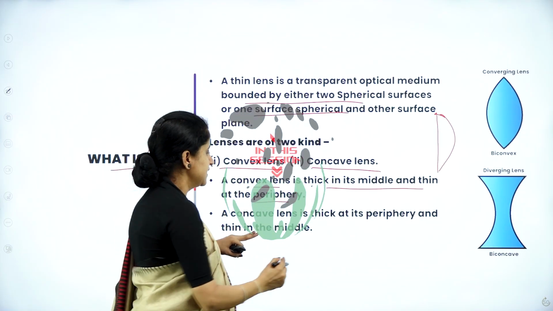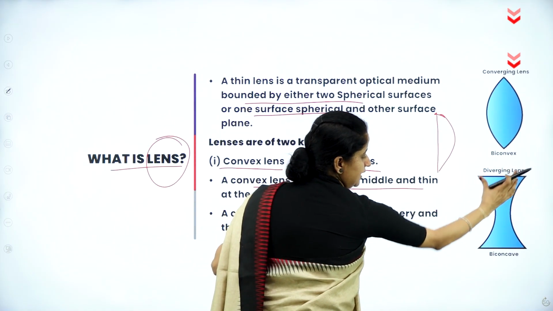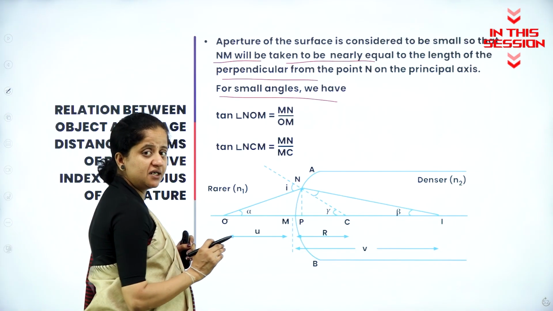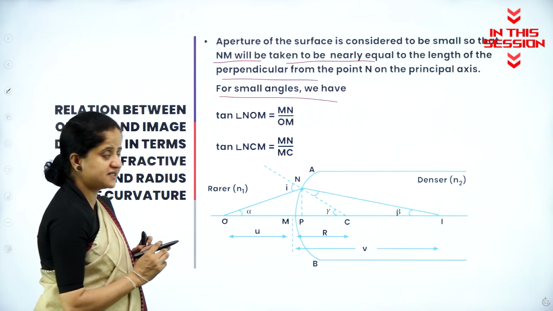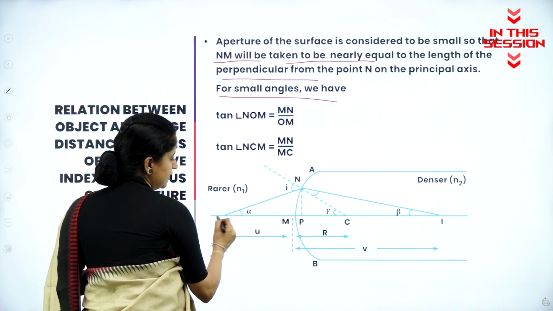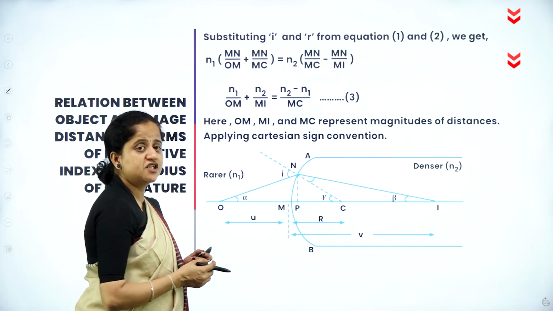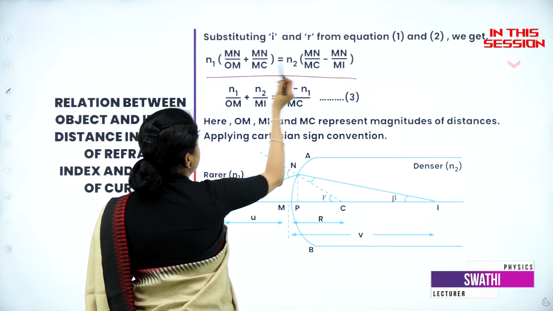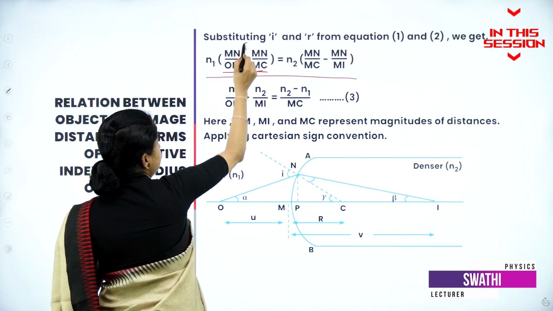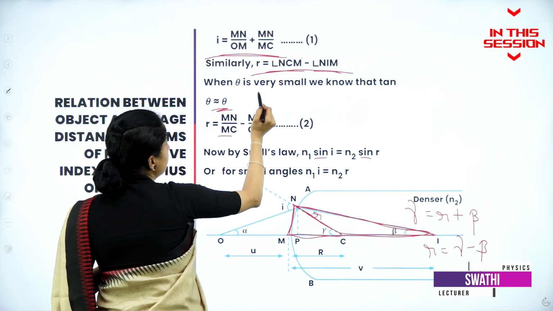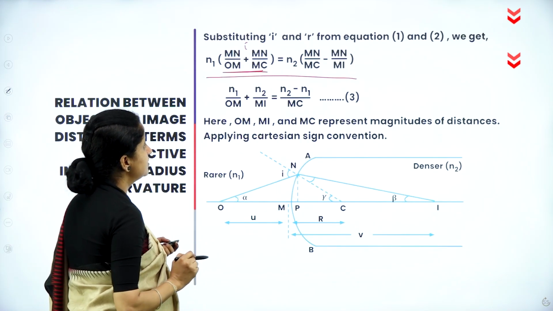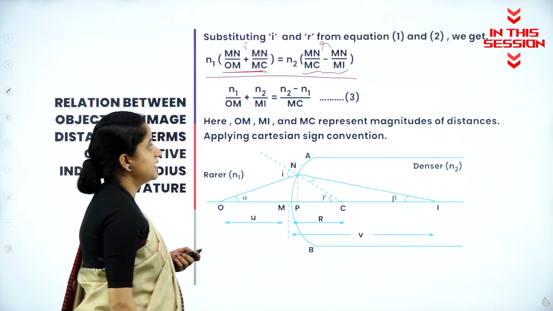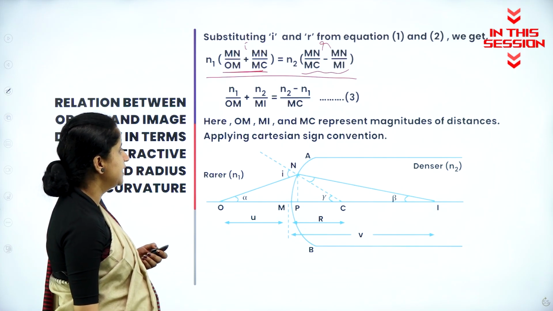In case of concave lens, it is thick at its periphery, so see here, and thin in its center. Tan is nothing but opposite divided by adjacent. So what is opposite? MN divided by OM. Substituting i and r from the equations 1 and 2, we get n1 of, this is i, that is MN divided by OM. Here we got plus MN divided by MC, which is equal to, and this is r, MN divided by MC minus MN divided by MI.